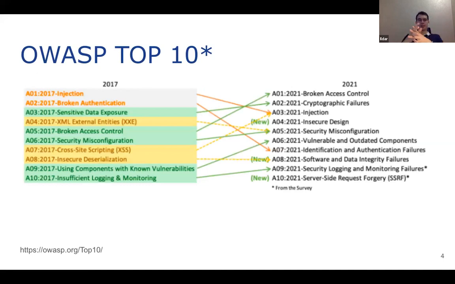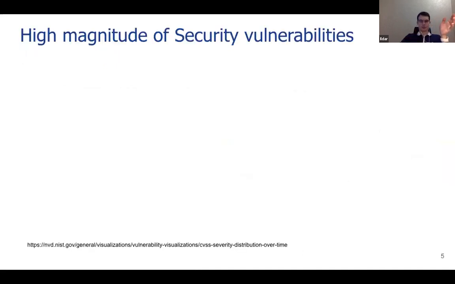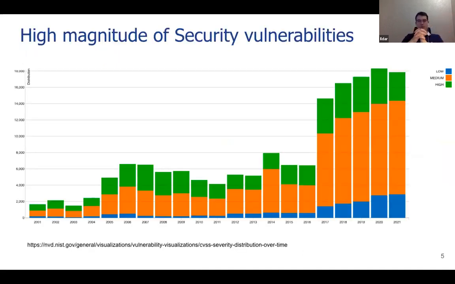Also, I started analysis of some vulnerabilities and some top 12, top 10, some security vulnerabilities. And I see that, for example, broken access control, some injections, cryptography failures, it happens. And for now, it's the most important thing in security. And also, I saw the statistic of the vulnerabilities, and it raised dramatically.